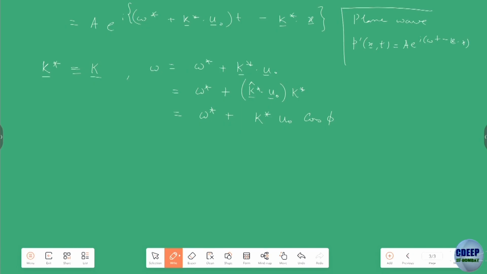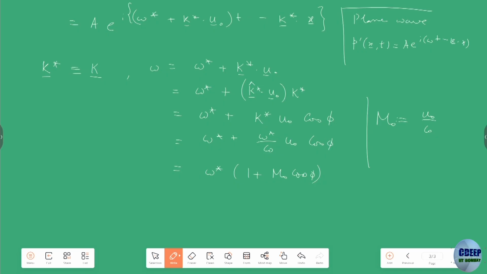But that kappa star is, by the dispersion relation, omega star by C naught, u0 cos phi, and u0 by C0 of course is the Mach number associated with the base flow. So M0 is defined as the Mach number of the base flow. So this is omega star times 1 plus M0 cos phi. So that is our omega.